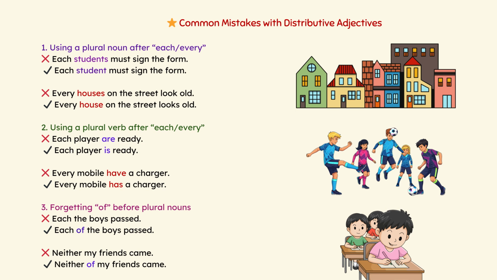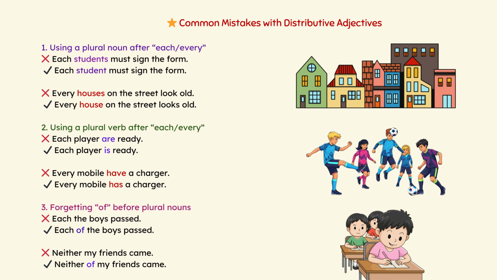Second mistake, using a plural verb after each or every. We do not say each player are ready. We say each player is ready. We do not say every mobile have a charger. We say every mobile has a charger. Even though we are talking about many people or things, the verb is singular.